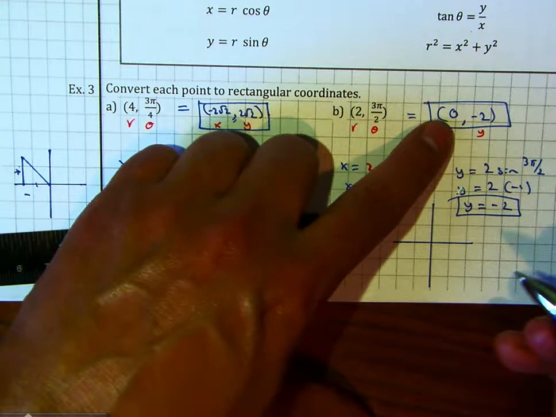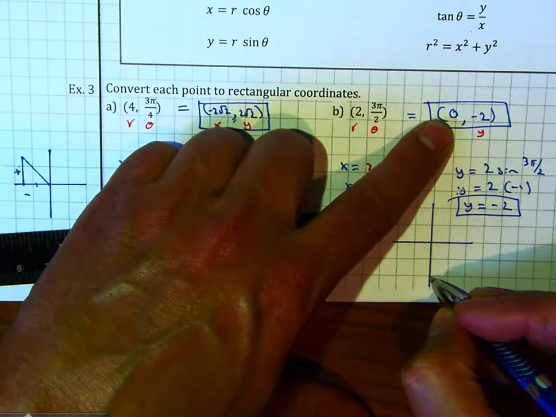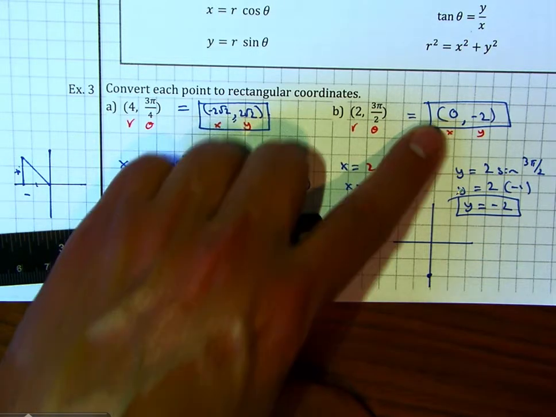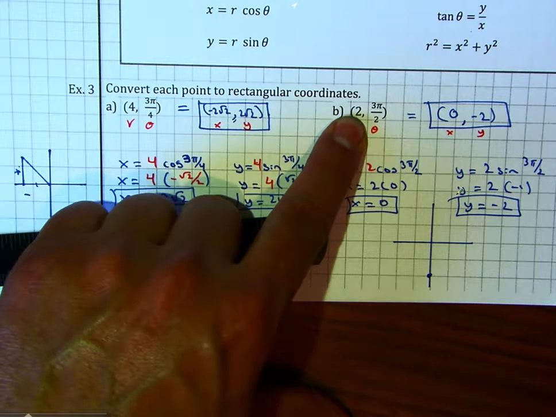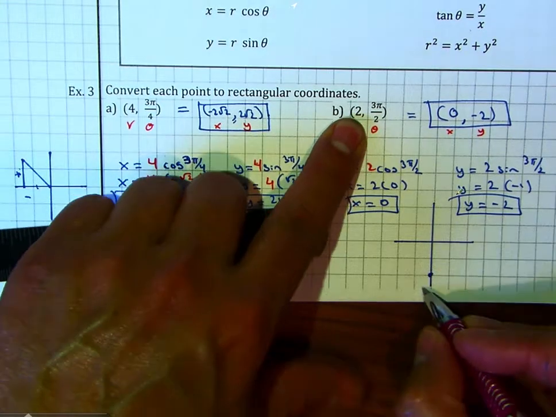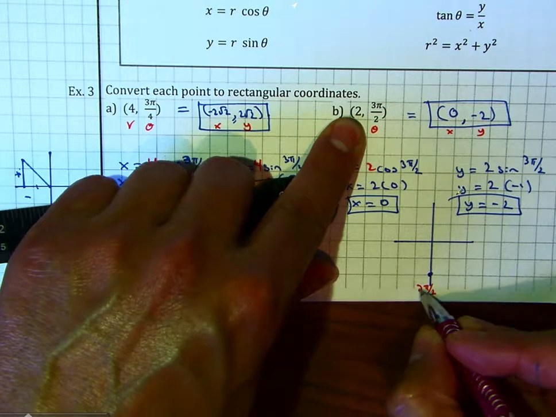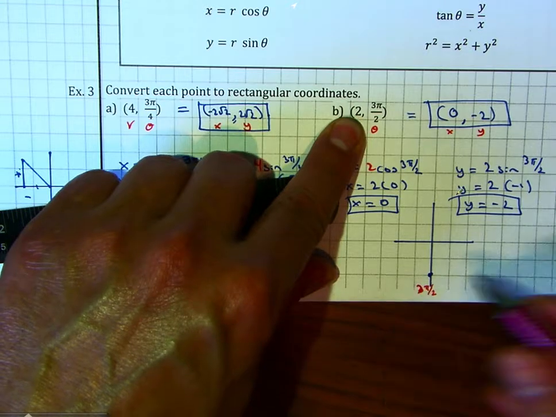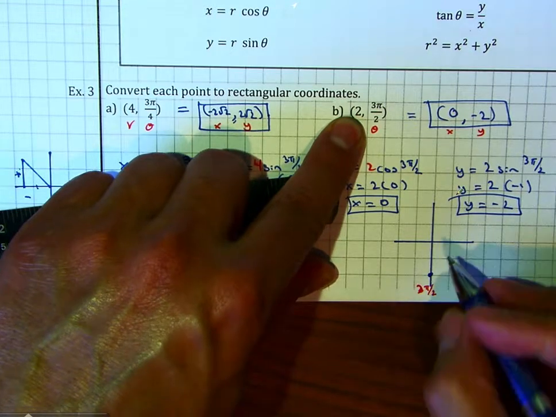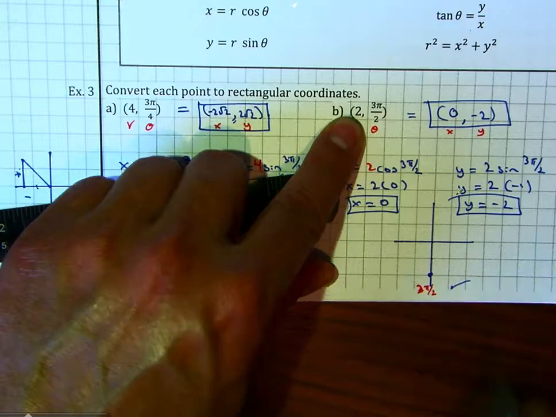Notice that this is 0 and negative 2. That's the location of this point. And the rotation, your angle, is 3 pi over 2. And r is the distance from your pole to the point, which is 2. So therefore it matches.